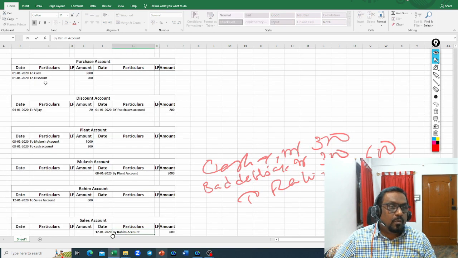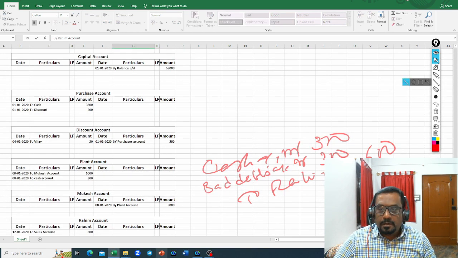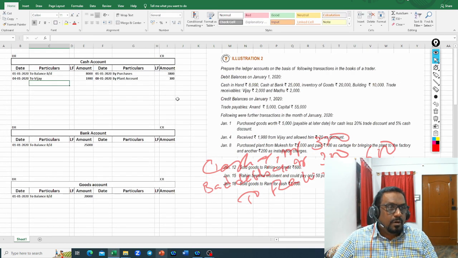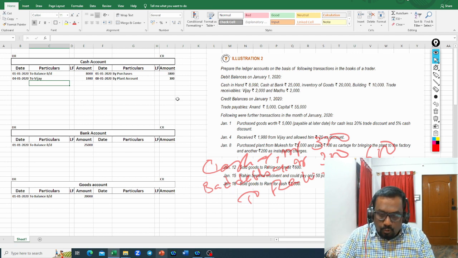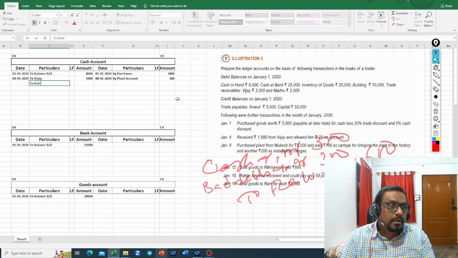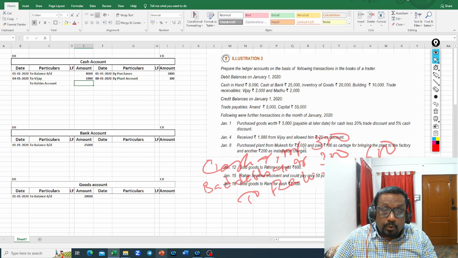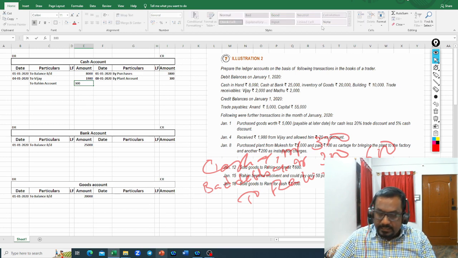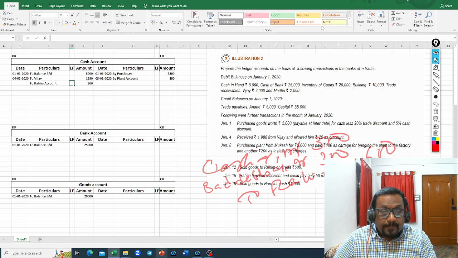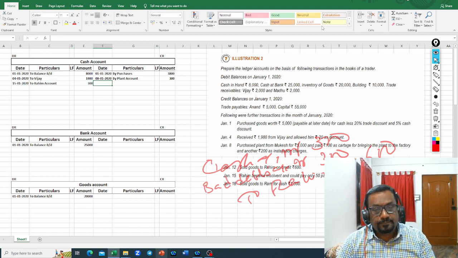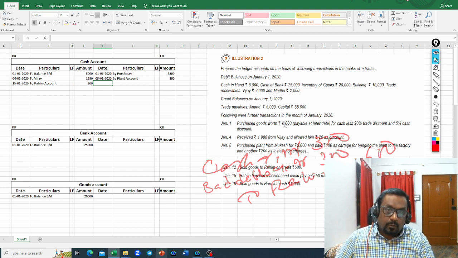Debit side, what I'm supposed to put? Go up. Debit side, I need to record. So cash account, what I'm supposed to do? To Rahim account. How much I'm supposed to put? Whatever amount shown opposite to cash account. Opposite to cash account, how much is shown? 300. So I need to put only 300 here. What date I'm supposed to put this? This is on January 15th. 15th January 2020, I'm supposed to put this amount in cash account. Are you clear? Right.